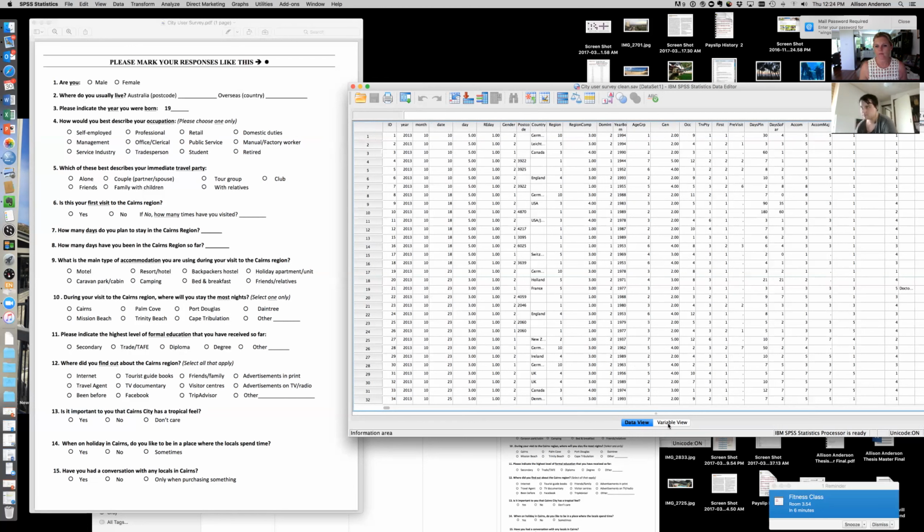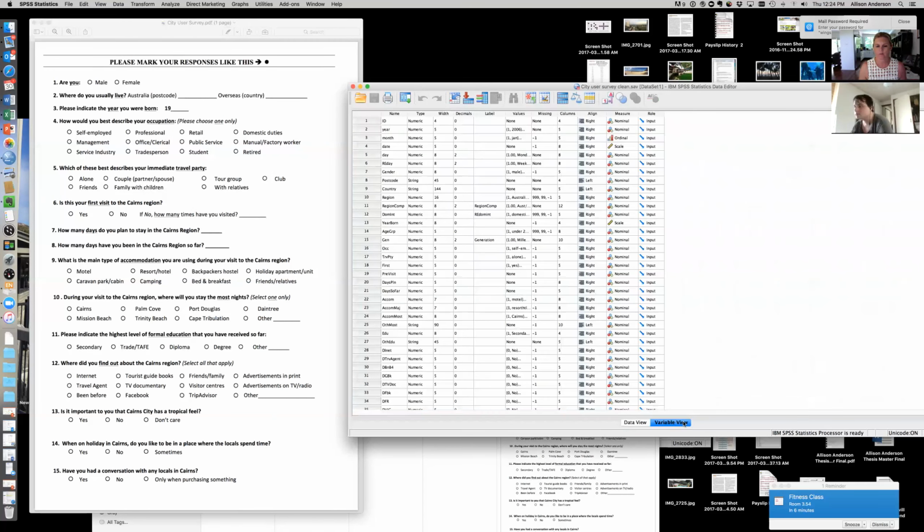Now, if you look in the variable view, this is how I set it all up. Does that make sense, Shane? Can you see how I've set that up? Yeah, I think so. So question 4, how would you best describe your occupation? If we go along here, OCC, occupation, and I had a series of occupational groups, and I gave them a number from 1 to 11 or whatever they were. So you can see that each one of those questions aligns with pretty much a column.